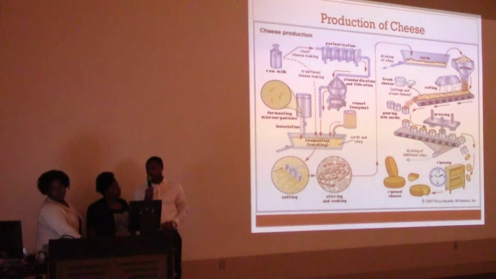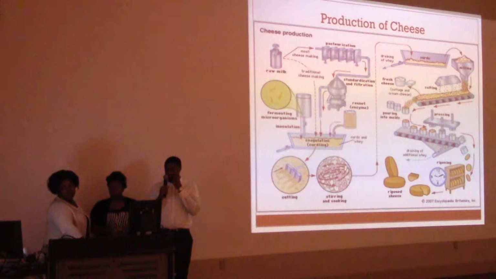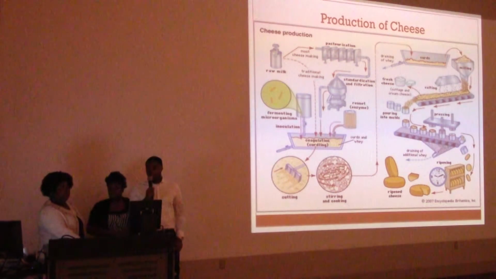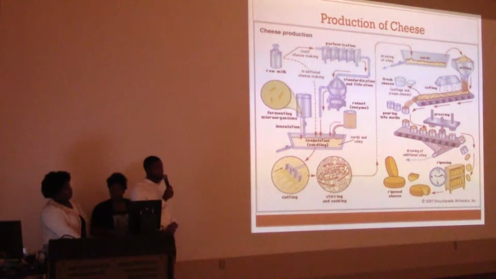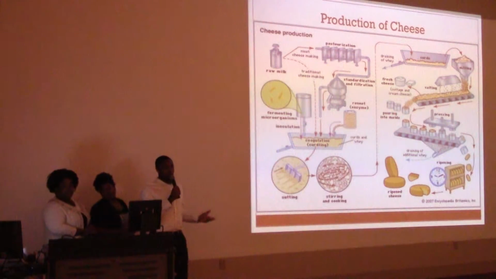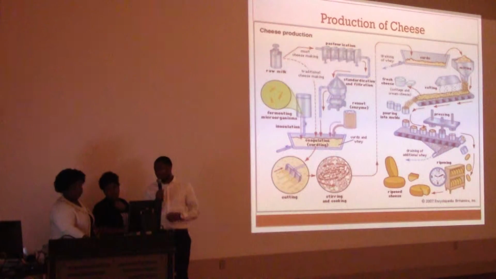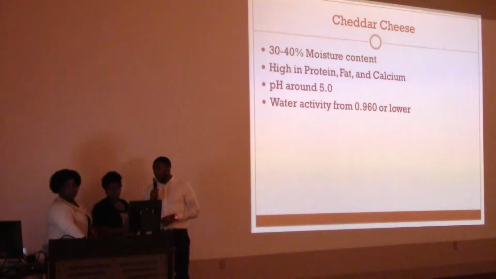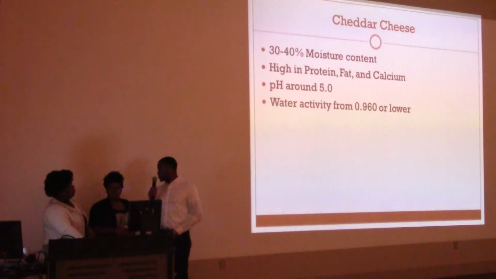Next we have the production of cheese, and this is the process flow diagram. I'm just going to leave it up here for a couple of seconds, and we'll go over it in further detail later on. All right, next I'll hand over to Miss Jennifer Eckert.